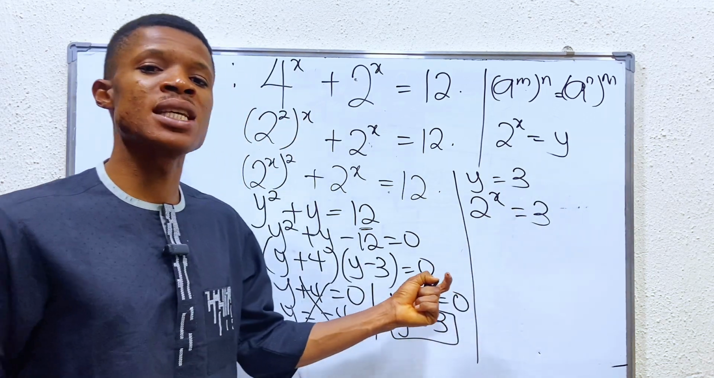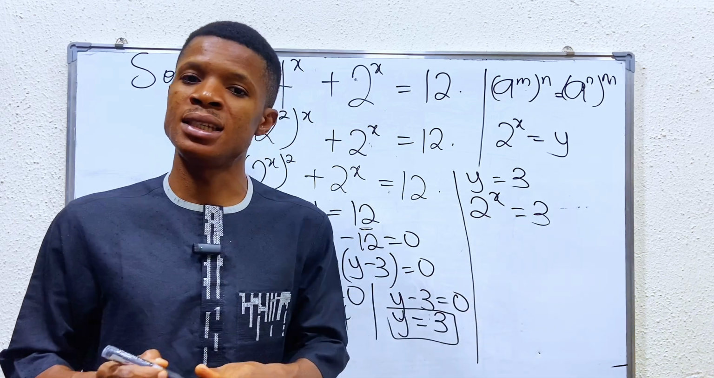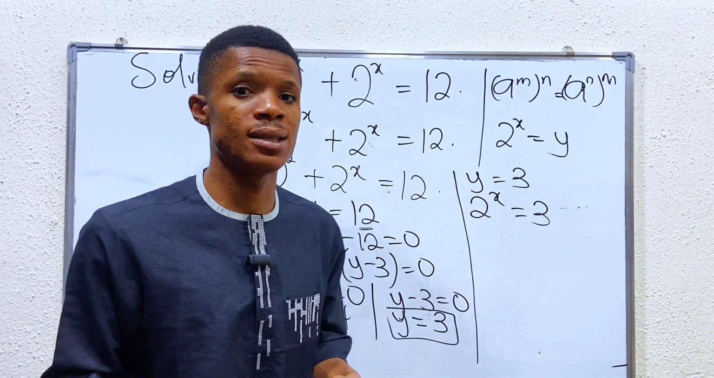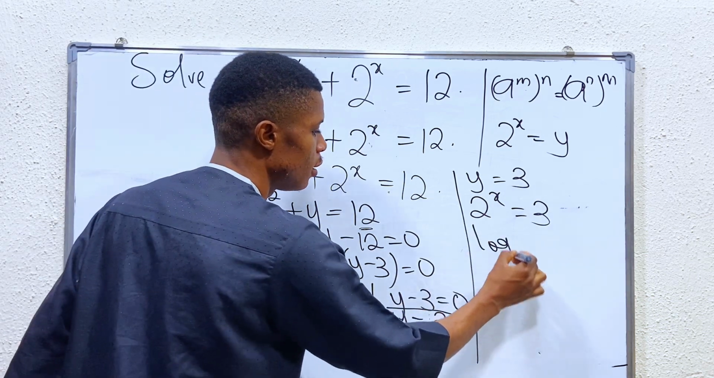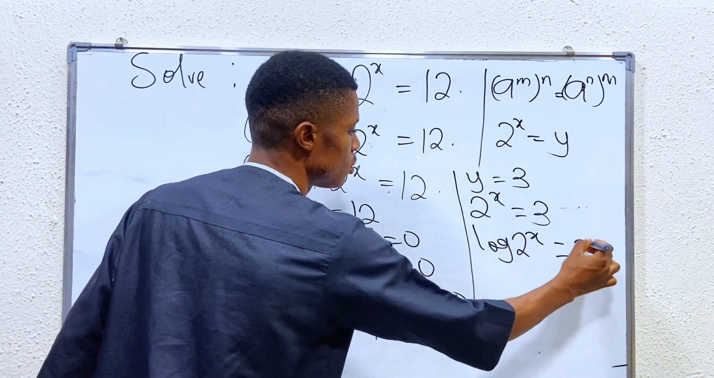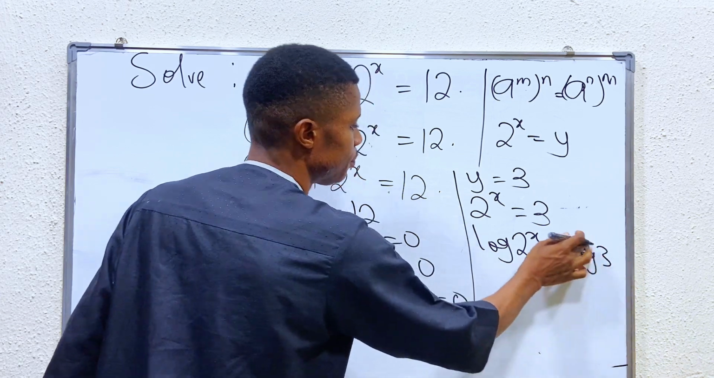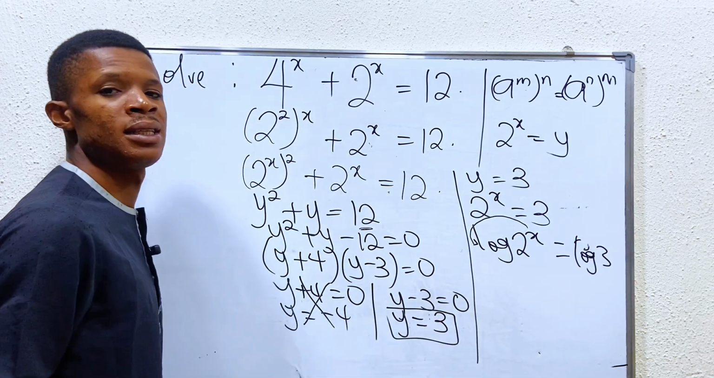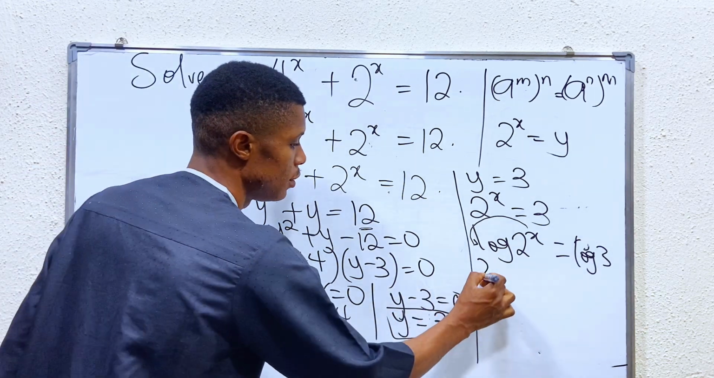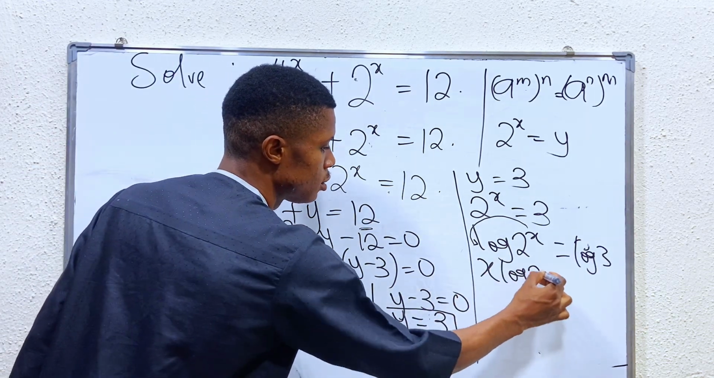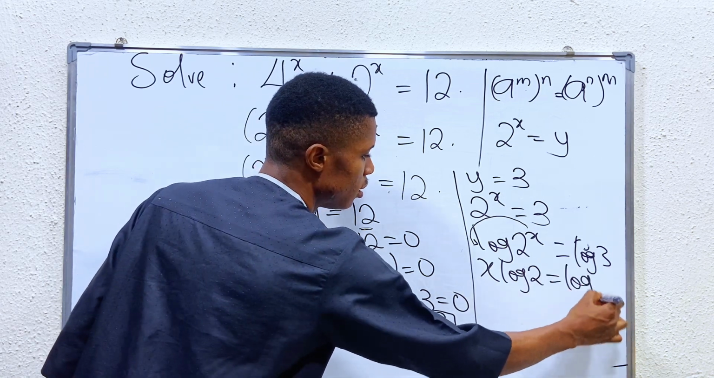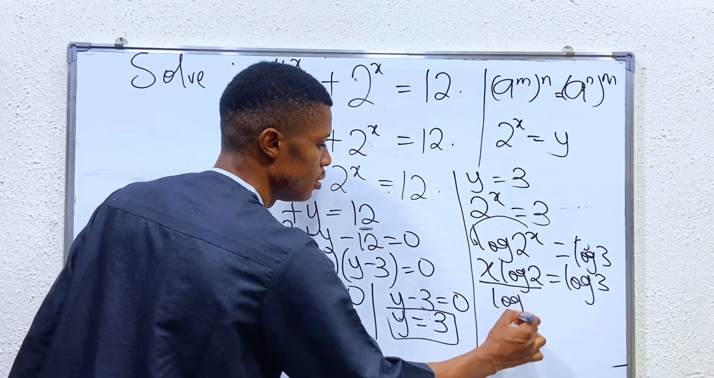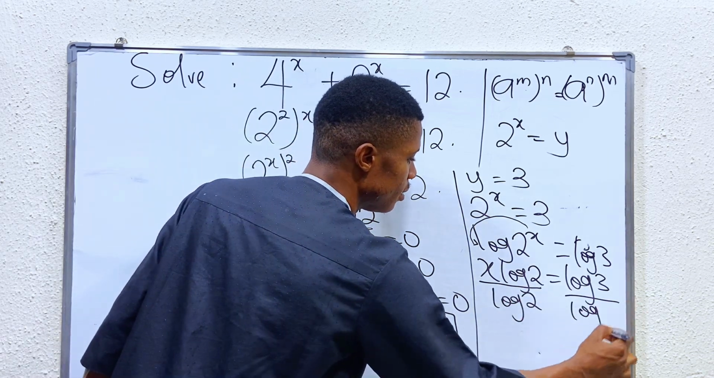To solve this, since we cannot express 2 and 3 in the same base, all we have to do is to take the logarithm of both sides. So we have it that log 2 power x is equals to log 3. So you can now see that this particular x will multiply the log. You have x log 2 is equals to log 3. To get the value of x, just divide through by log 2.